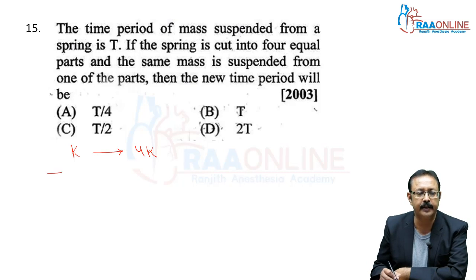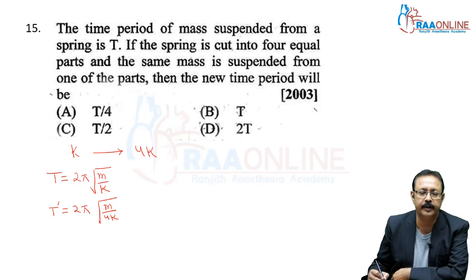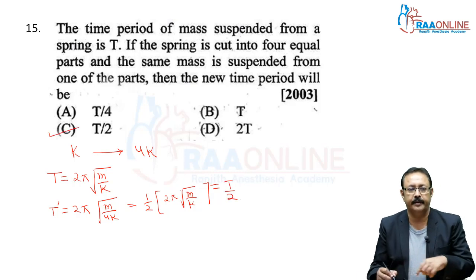Initially the time period was T when using the full spring, 2 pi root of M by K. Now the time period changes because you are using the same mass with one of the parts, so it should be 4K. Take 2 outside. Only this 1 upon 2 is extra, and all other terms are the previous ones, so we can replace them by T. So what we are getting now is T by 2. So we are going with option C.